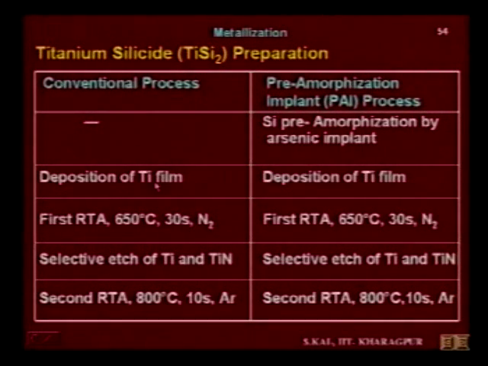So this is the conventional process. But the second column is known as the PAI process. Here, only the first step is different. The rest of the steps are the same, if you compare.